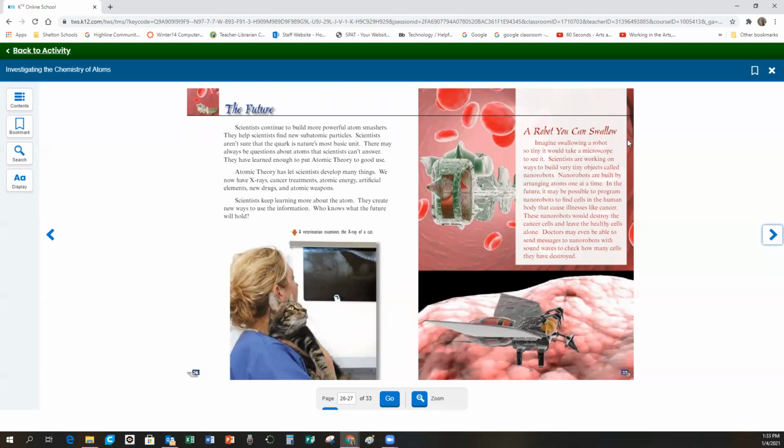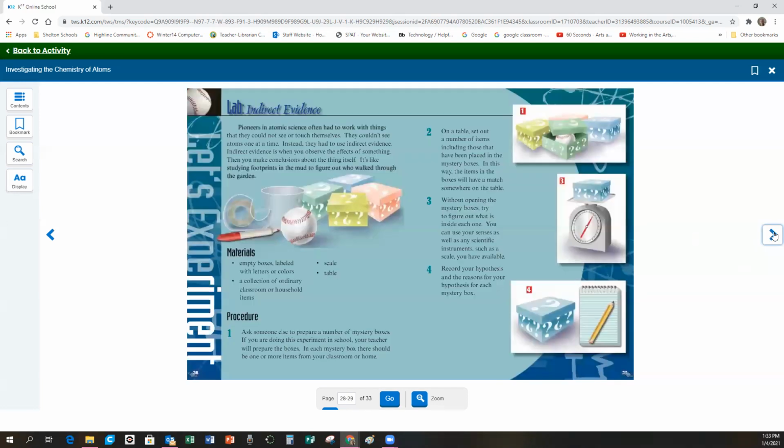In the future, it may be possible to program nanorobots to find cells in the human body that cause illness like cancer. These nanorobots would destroy the cancer cells and leave the healthy cells alone. Doctors may even be able to send messages to nanorobots with sound waves to check how many cells they have destroyed. Wow, that's pretty cool.